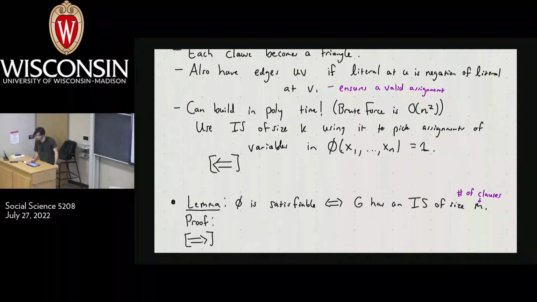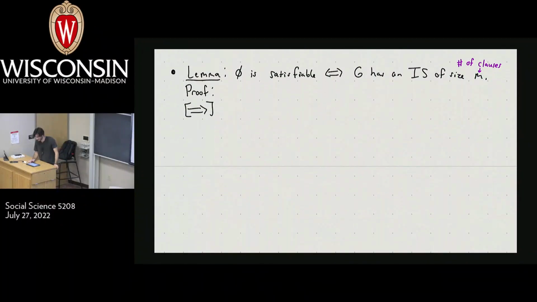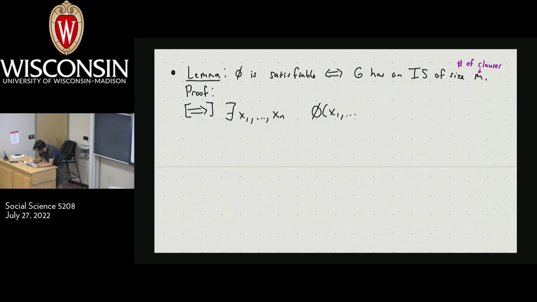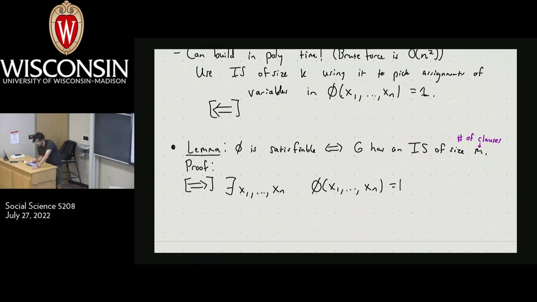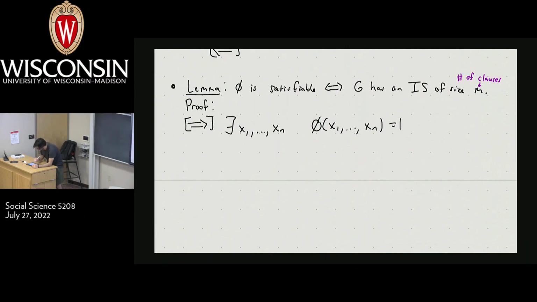So I think looking at the proof might help clarify a little bit. So, phi is satisfiable. Let's suppose phi is satisfiable. So we know there exists some x1 to xn, so that phi of x1 to xn is 1. And in the example, we used a, b, c, and d, but I'm just going to call them x1 through xn to make it more general. So let's suppose I had these x's. So what am I going to do?